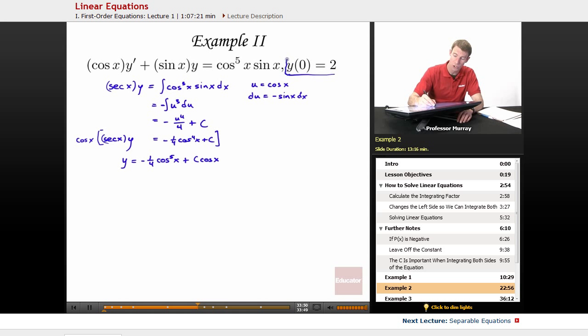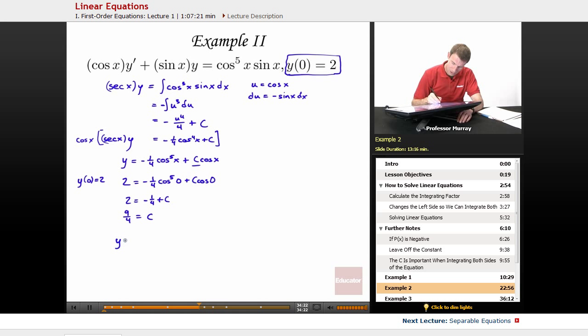y of 0 is equal to 2, so we're going to use that here. I'm going to plug in 2 for y, and 0 for x: minus 1/4 cosine to the fifth of 0 plus c times cosine of 0. Cosine of 0 is 1, so 2 is equal to minus 1/4 plus c, and if I move that 1/4 over to the other side, 2 plus 1/4 is 9/4. And so I'm going to plug that back into my general solution right there.